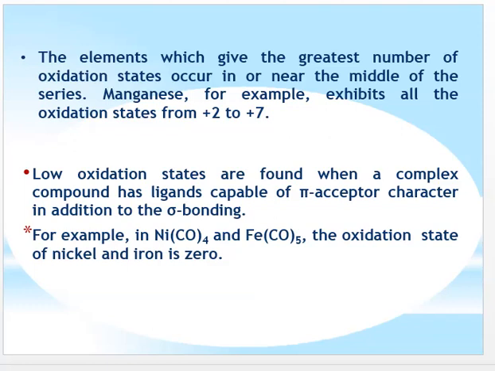For example, in our compound, the oxidation state of nickel and iron is 0. Why? As you remember from general chemistry, from coordination compounds, what is this? This is carbonyl. They are neutral ligands. They have the oxidation degree 0, so nickel and iron have the oxidation state 0.